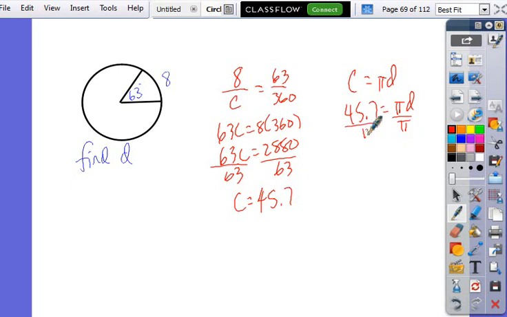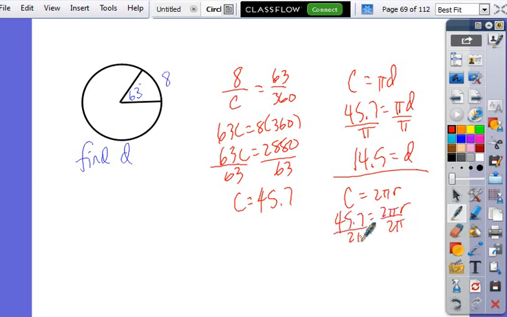14.5. If you did the other one, you would say, well, C equals 2 pi r. So 45.7 equals 2 pi r. So this would wind up being 7.3. Then you would have to take that and double it to equal the diameter and you get 14.6. Again, there's going to be a little bit of rounding, but I'm okay with either one of those. Any questions?